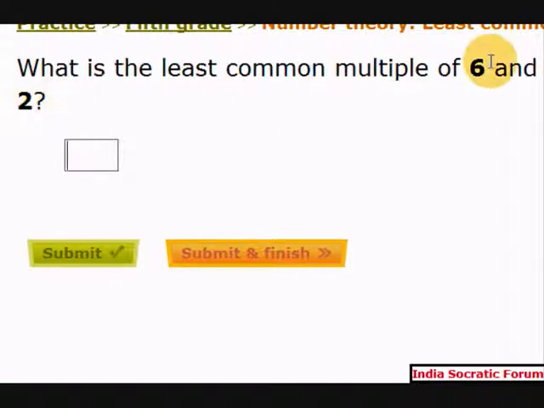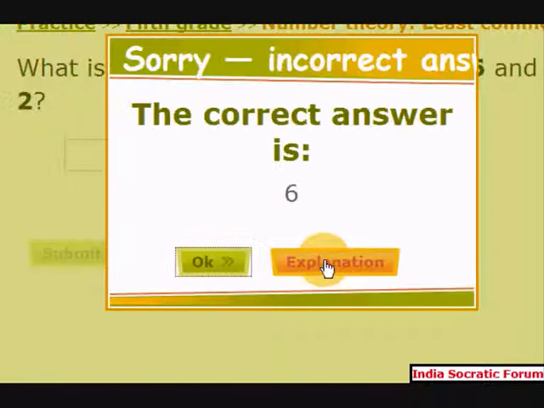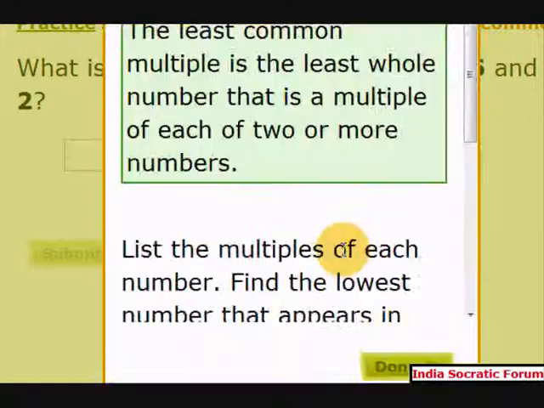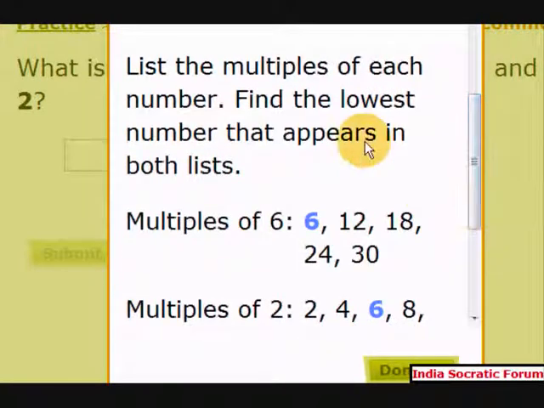The least common multiple of 6 and 2. What is LCM of 6 and 2? The answer is 6. Reason is, the least common multiple is the least whole number that is a multiple of each of two or more numbers. Okay, list the multiples of each number. Find the lowest number that appears in both lists.